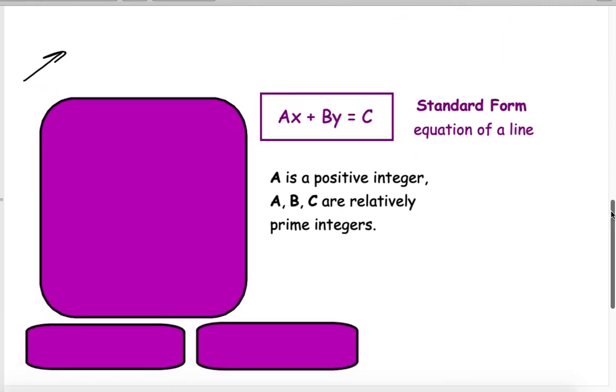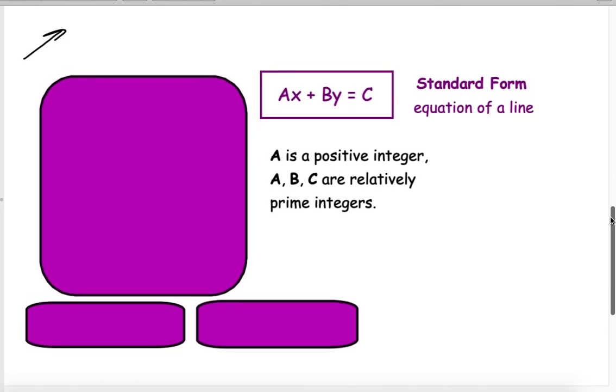One of them would be the standard form, and that looks like this: ax plus by equals c. A couple of constraints on this. Sometimes you can simplify the equation. So first of all, always make sure that a is a positive integer, and a, b, and c are relatively prime integers. So that means if you have any fractions, you need to multiply by the least common denominator to clear all your fractions first, and make sure that they have no common divisors.